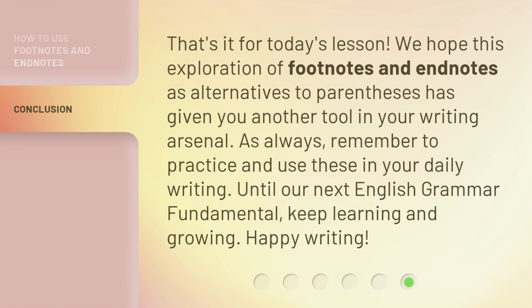That's it for today's lesson. We hope this exploration of footnotes and endnotes as alternatives to parentheses has given you another tool in your writing arsenal. As always, remember to practice and use these in your daily writing.